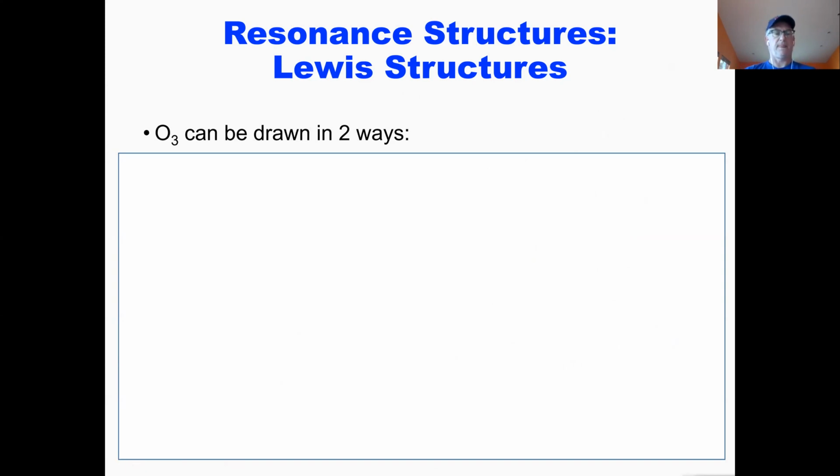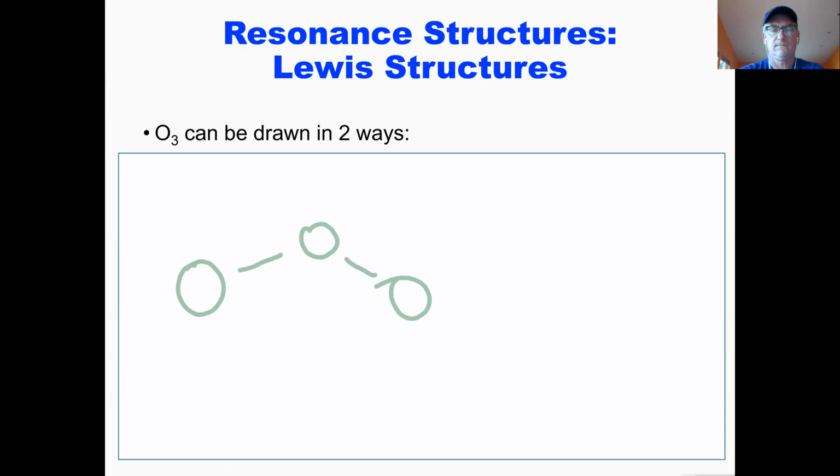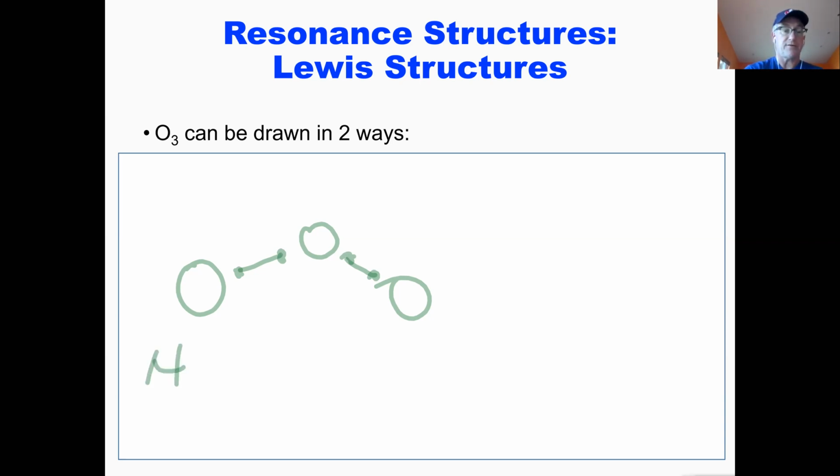So, ozone, we've got our 3 oxygens. How many total valence electrons do we have? 18, right. Oxygen is in group 6, and we've got 3 of them. 6 times 3, we've got 18. We've also got 2 bonds, so we've got 4 electrons used up in bonds. That leaves us with 14 electrons.